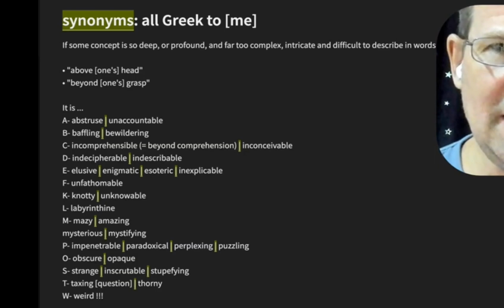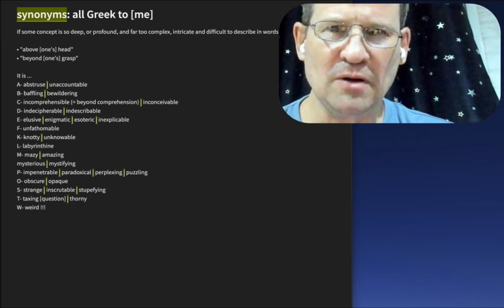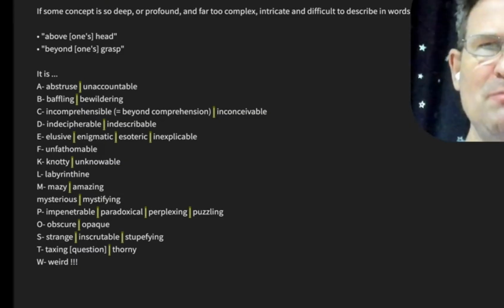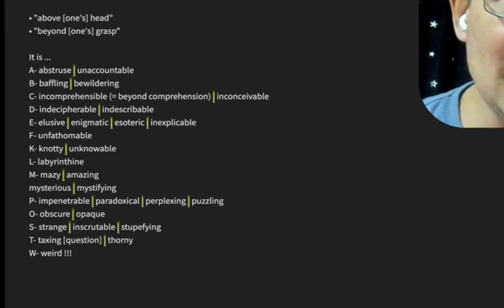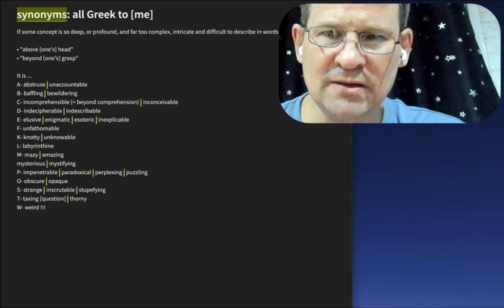Next, instead of commas to indicate a series of possible words or synonyms, I use a vertical bar to indicate alternative words. Let me just show you how that looks. So here you can see synonyms. It's all Greek to me. If some concept is so deep or profound and far too complex, intricate, and difficult to describe in words, we say it's above one's head. It's above my head, beyond my grasp. And so here in my ebook, you can see some synonyms for that concept.